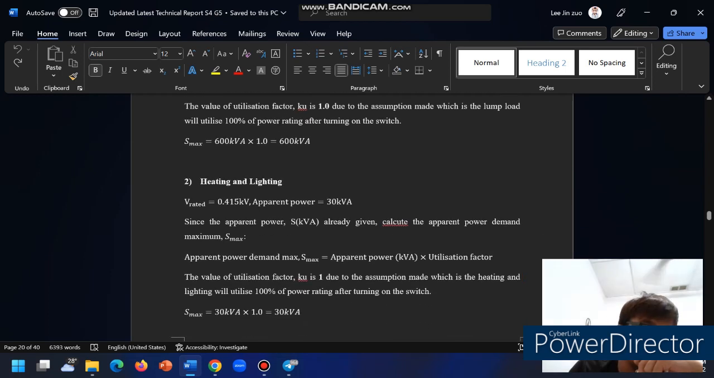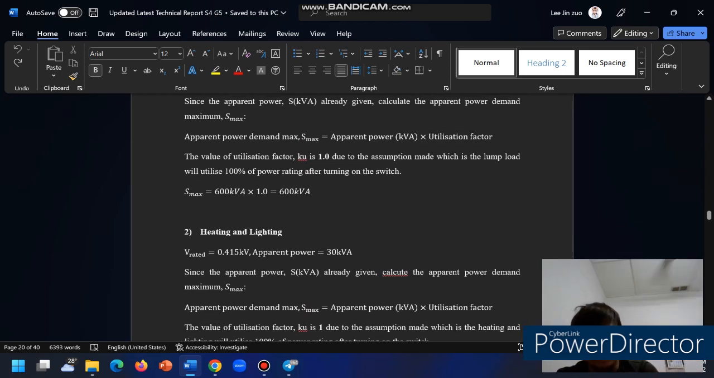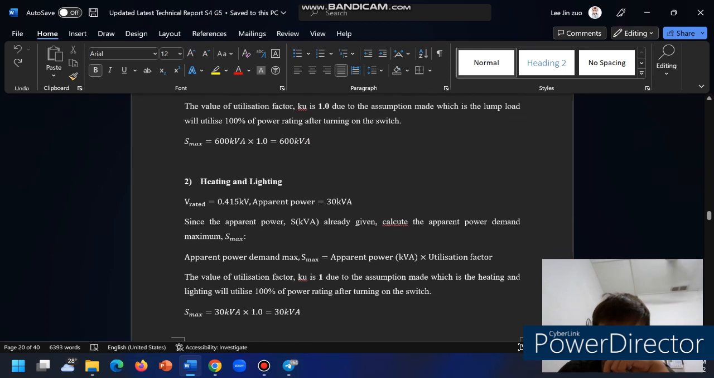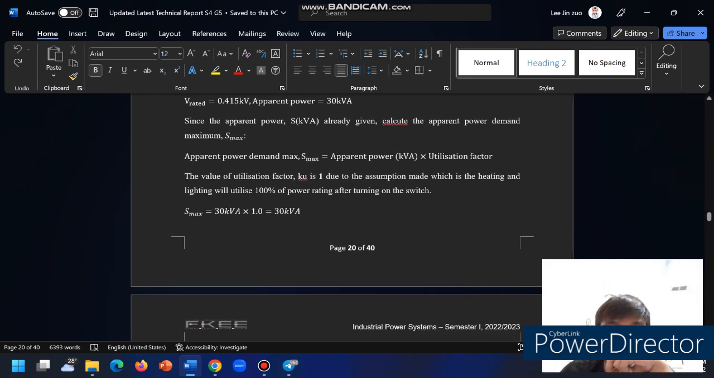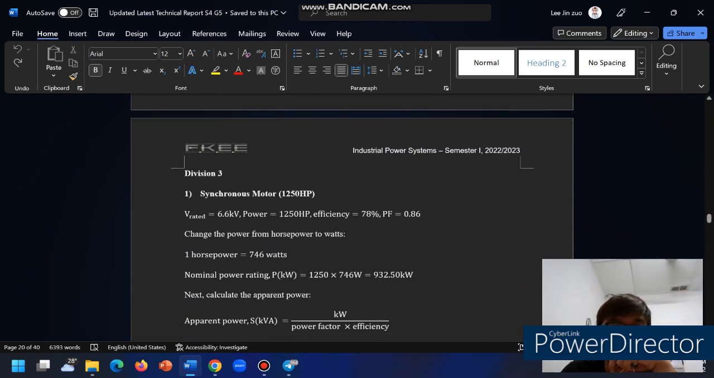And not only the pump load, sorry, heating and lighting are also included in division 2. And the apparent power is given already, so we need to calculate the maximum. KU selected is also 1.0, due to the assumption made, where it will be utilized 100% after switch on. And next is division 3.